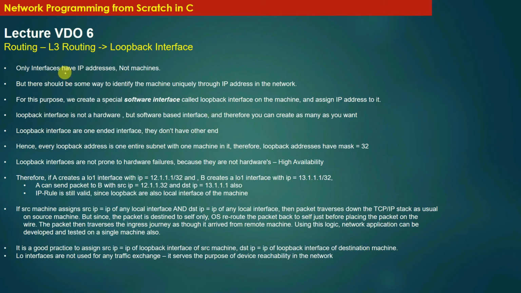So only interfaces have IP addresses, not machines. This is true. It is only the interfaces that have IP addresses. Machines do not have IP addresses. We will discuss this point more when we say, hey, some machine XYZ has an IP address blah blah blah. What does it mean? It means that that particular machine XYZ's loopback address is blah blah blah.